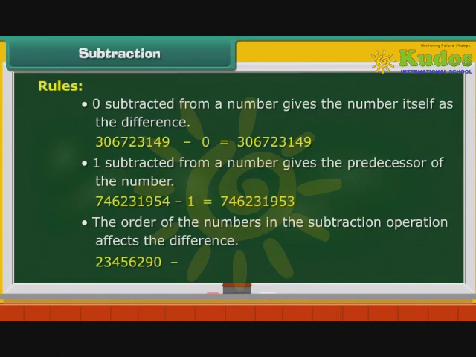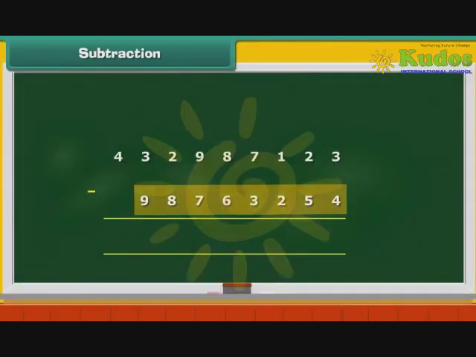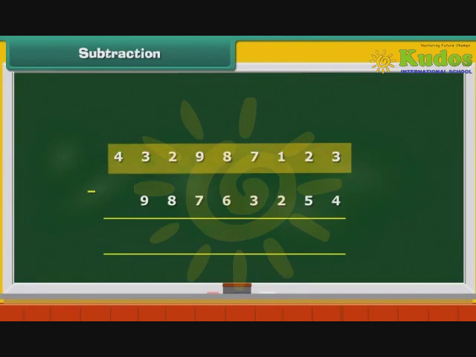The order of the numbers in the subtraction operation affects the difference. 23456290 minus 12098045 is not equal to 12098045 minus 23456290. Let us now perform subtraction on large numbers. Subtract 98763254 from 432987123. Draw the Indian place value chart.